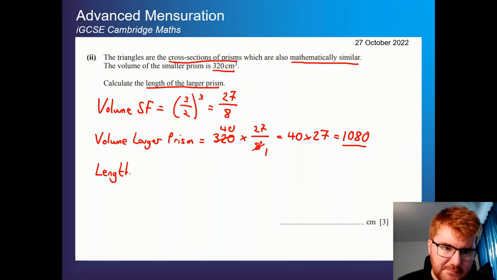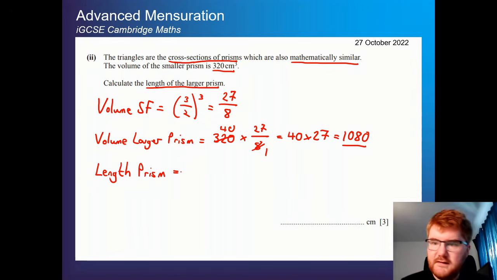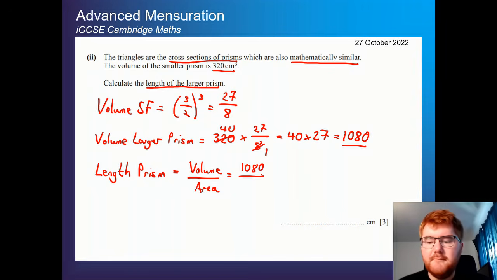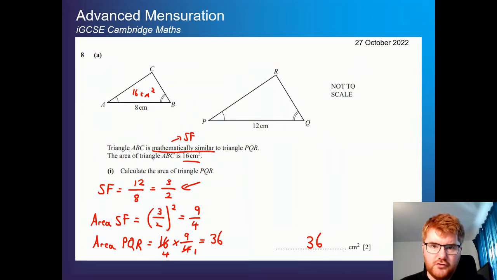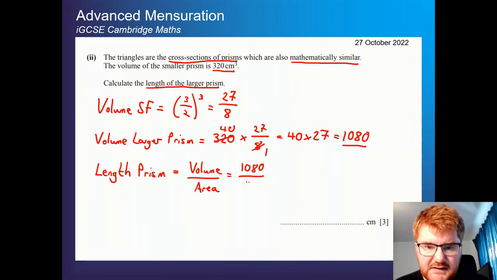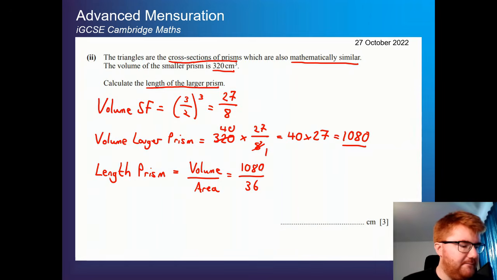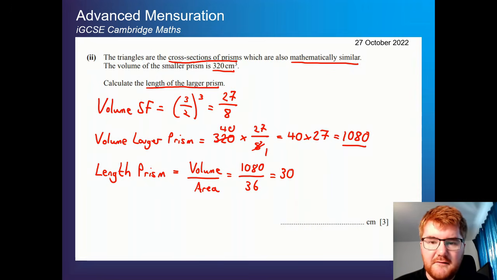So the length of this prism is going to be the volume divided by the area. Notice we've worked out both these things now. So the volume was 1080. We worked out the area of the triangle, which was 36. You pop that in, and then we just do 1080 divided by 36. Again, I'm just going to use a calculator for this, and that gives me then the answer of 30.